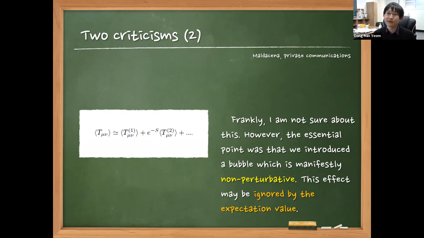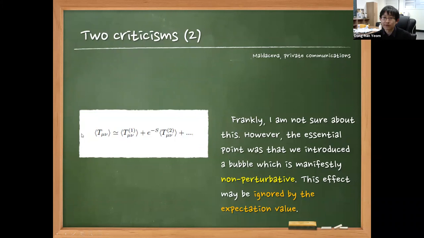Also, my construction is very semi-classical. So I'm not sure how you can reconcile the tension between the two assertions, but maybe my interpretation is something like this. The essential point was that we introduced a bubble, which is manifestly non-perturbative. So such a bubble must be created from non-perturbative tunneling. But usually such a process is highly suppressed in terms of probability.